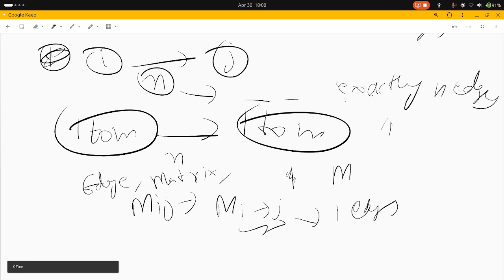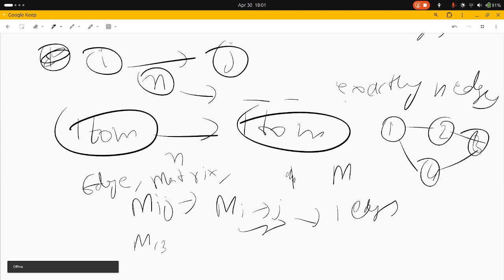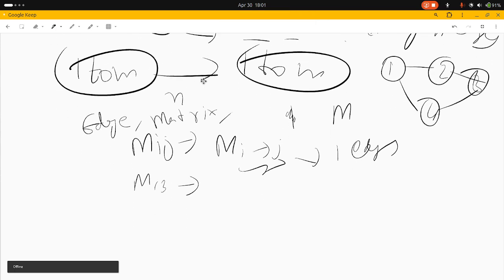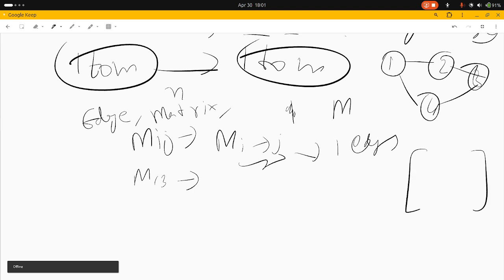Let me take an example, 1, 2 and 3. So let me assume that from 1 to 2 there is an edge, 2 to 3 there is an edge, or there is a 4, 1 to 4 there is an edge, 4 to 3 there is an edge. So m of 1, 3 is firstly the number of ways of reaching from, let me take this example right now. So number of ways of reaching from here, 1 to 1 is 0, 1 to 2 is 1, 1 to 3 is 0, 1 to 4 is 1.